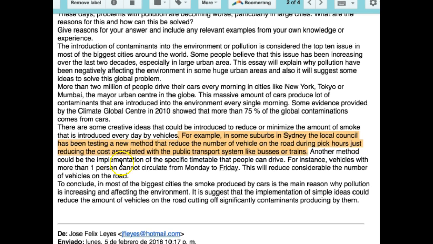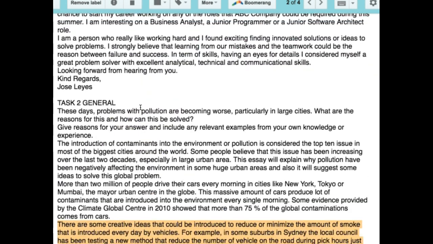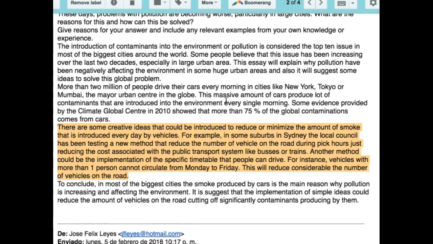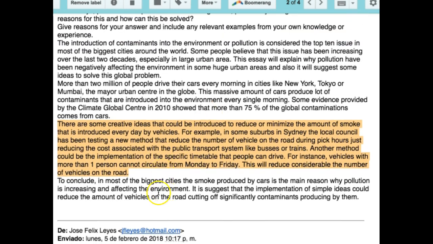Another method could be the implementation of the specific timetable that people can drive. For instance, vehicles with more than one person cannot circulate from Monday to Friday. This will reduce considerably the number of vehicles on the road. Good work there, very good work. We've got two suggestions, two solutions, following the question. That's wonderful, great work. To conclude, in most of the biggest cities, the smoke produced by cars is the main reason why pollution is increasing and affecting the environment.